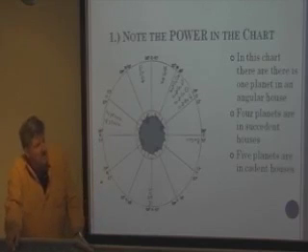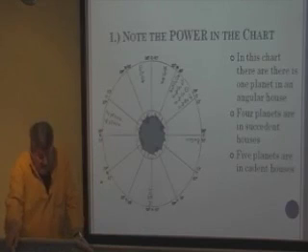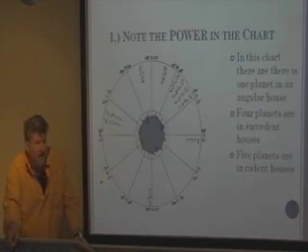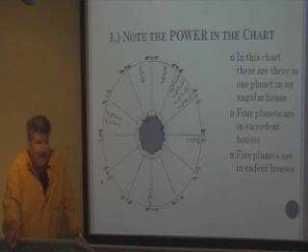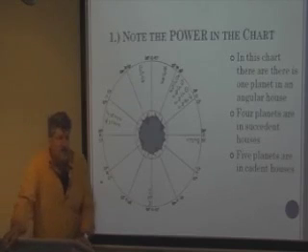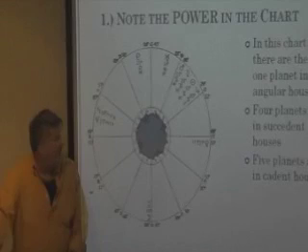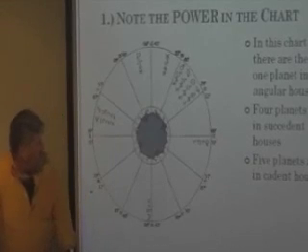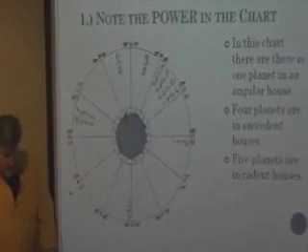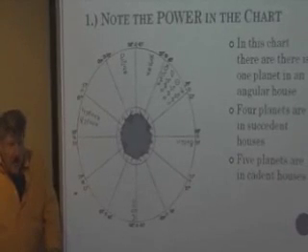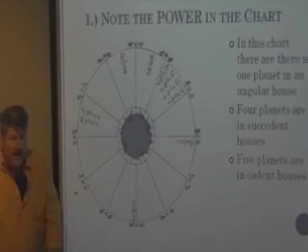So, we might think of this as sort of a moderately powerful chart, succedent and cadent, but very little angular activity. Would it be inappropriate for me to ask a question about how much the total power of the chart is? Is it premature to ask that? No, but you should have it on your handouts.